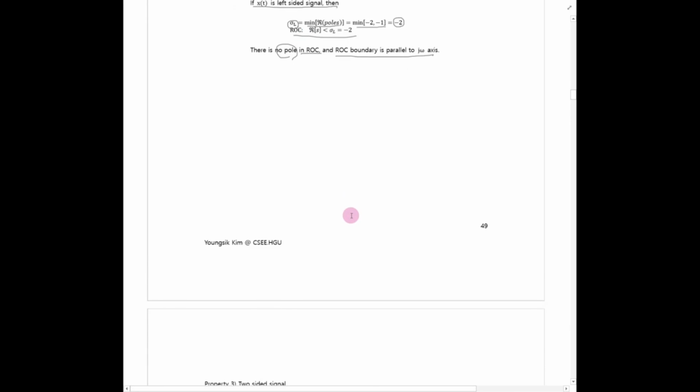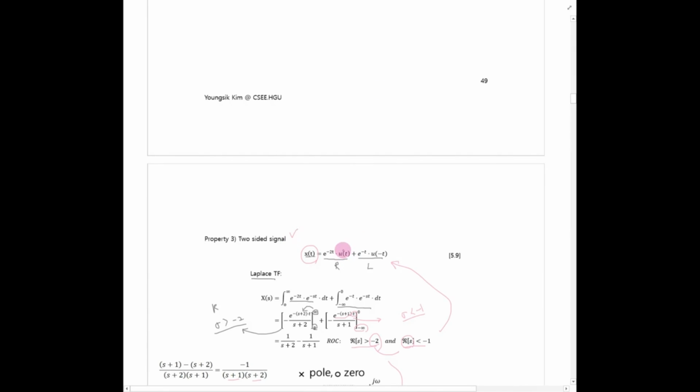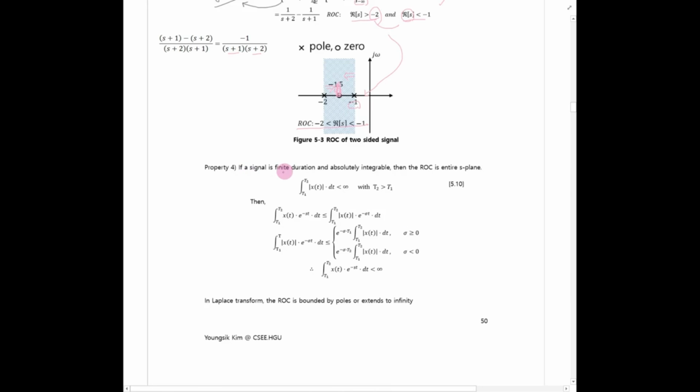Till now we talked about the right-sided signal, the left-sided one, and the both-sided, two-sided one. In all those signals, t from 0 to infinity is right side. Minus infinity to 0 is left side. If it is defined over minus infinity to infinity, it is called two-sided. In these signals, infinity is included. But what about finite duration signals? If the signal is finite duration and its absolute integral over the limited time is finite, then the region of convergence is the entire S-plane.